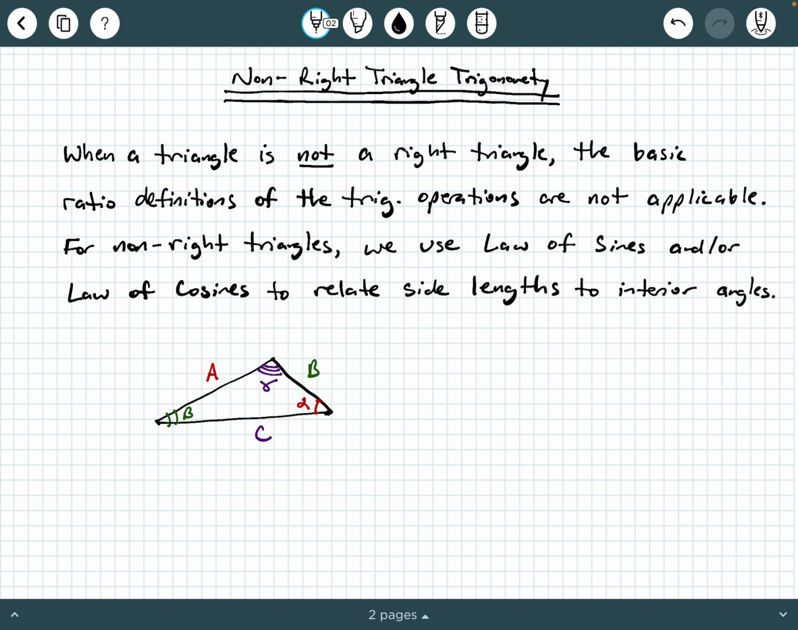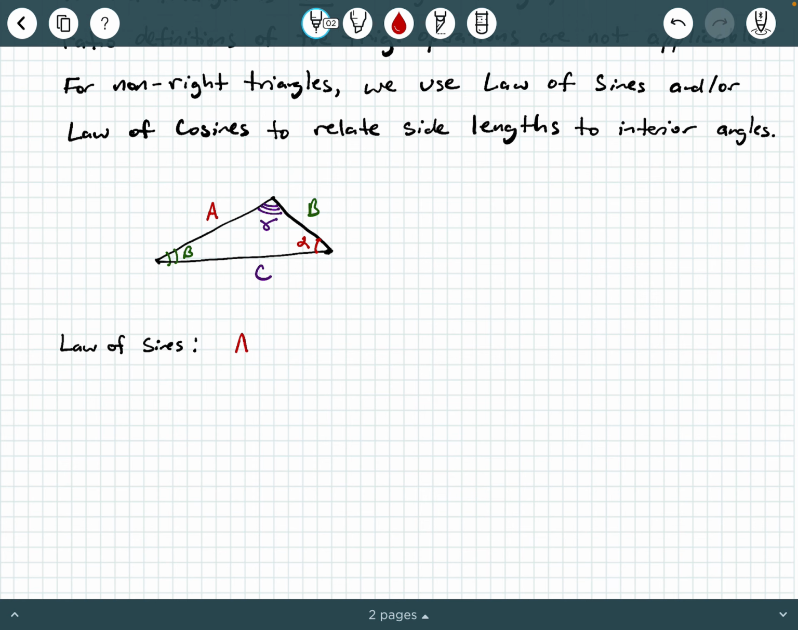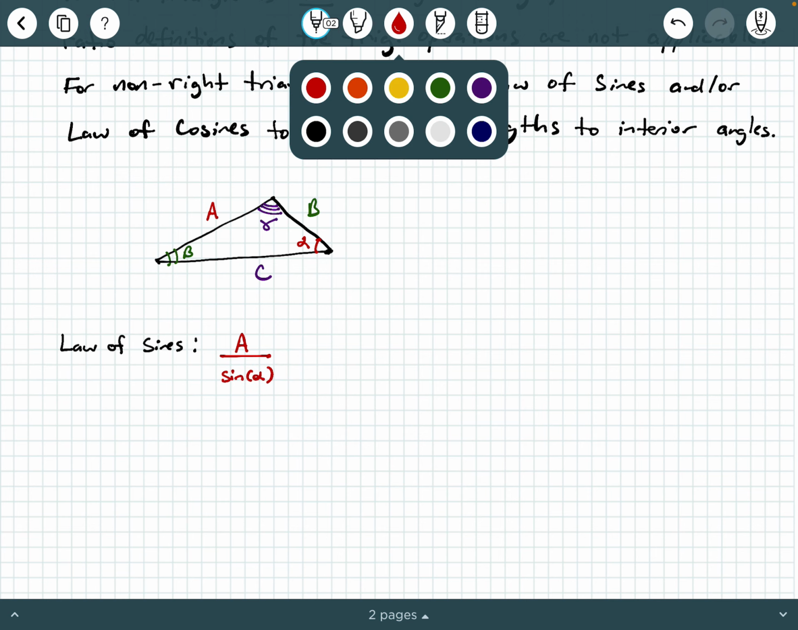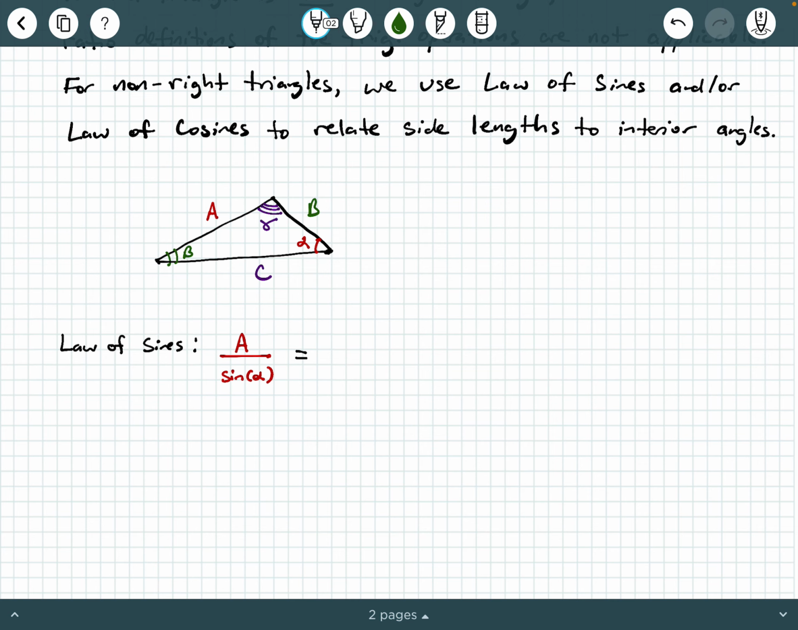So what would the law of sines tell us? Well, the law of sines tells us that the ratio of one side of a non-right triangle to the sine of the opposite angle is going to be equal to, and I'm color coding these on purpose now, the ratio of a second side of that triangle to the sine of its opposite angle, which is also equal to the ratio of the third side of that triangle to the sine of its opposite angle.